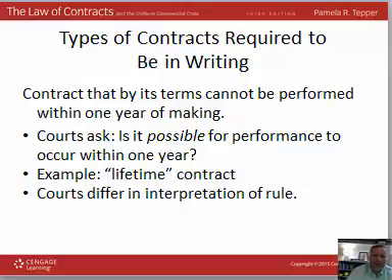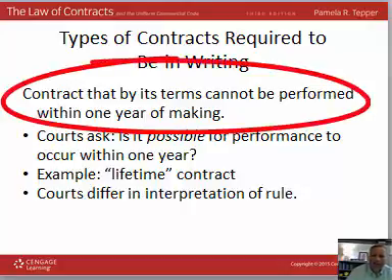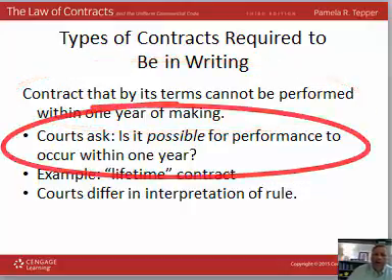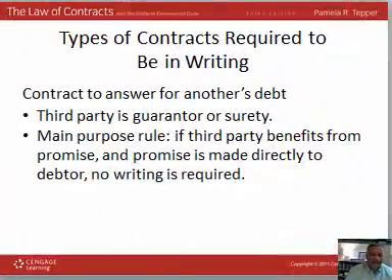So first look at the date of the making of the contract. Next, ask yourself, is it possible that the performance could occur within 1 year? The next type of contract that's required to be in writing is a contract to answer for another person's debt.